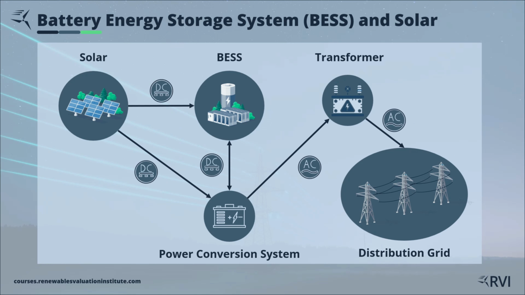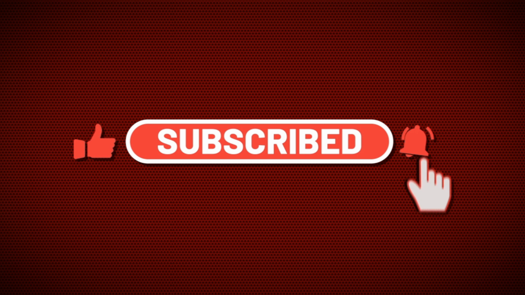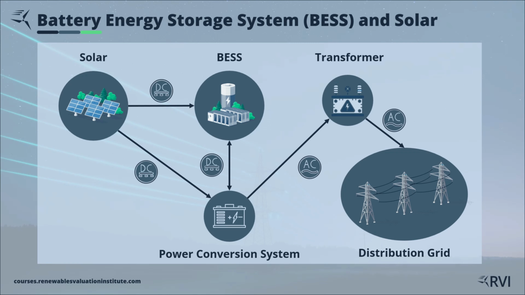This setup allows operators to shift solar energy from midday to evening, storing excess energy when generation is high and releasing it when demand peaks. So whether the power comes from solar, wind, or the grid itself, everything ultimately flows through the same system, converted, synchronized and balanced to keep the lights on.